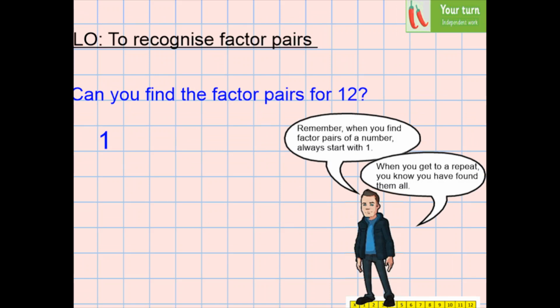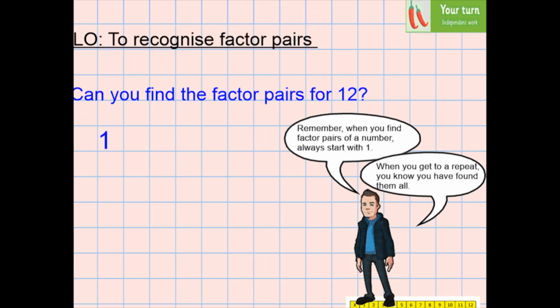So if we can find all the factor pairs for a number, we've found all the factors. And finding pairs helps because we know our multiplication tables, and we can help to work out 2 numbers that will multiply together to make that number. And then if we've got something like 5 times 5, we would just take that one number as the factor.